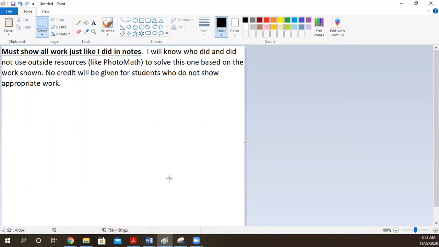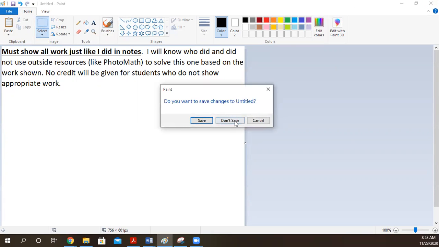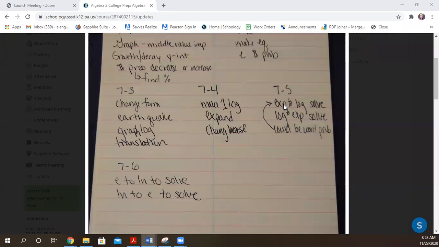I do have this on the test, on the problems where you have to show your work. I will absolutely know who did or did not use an outside resource like PhotoMath to solve those types of equations. Absolutely no credit will be given to students who do not show the work. These types of problems, exponents to logarithms, logarithms to exponents, e's to ln's, ln's to e, you have to know what you're doing in order to solve them. If all you're writing is the final answer, it's very clear that there's no way you can do that mental math. So you will have to show your work just like we did in the notes.